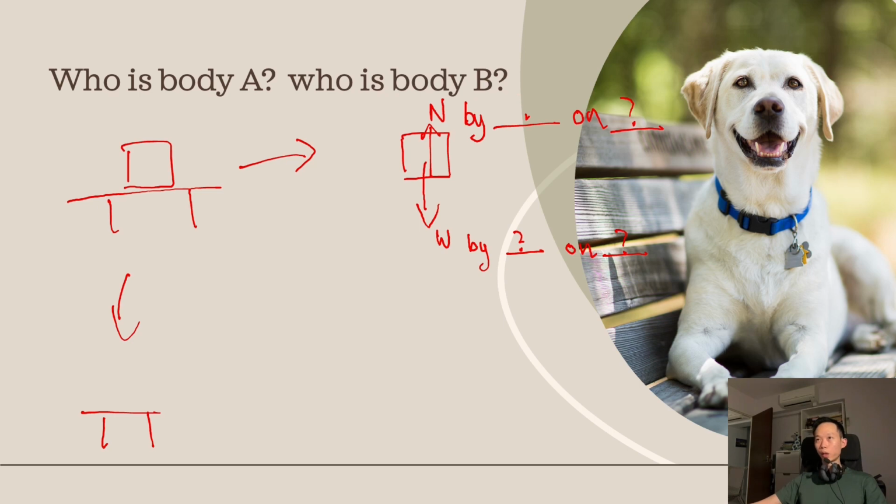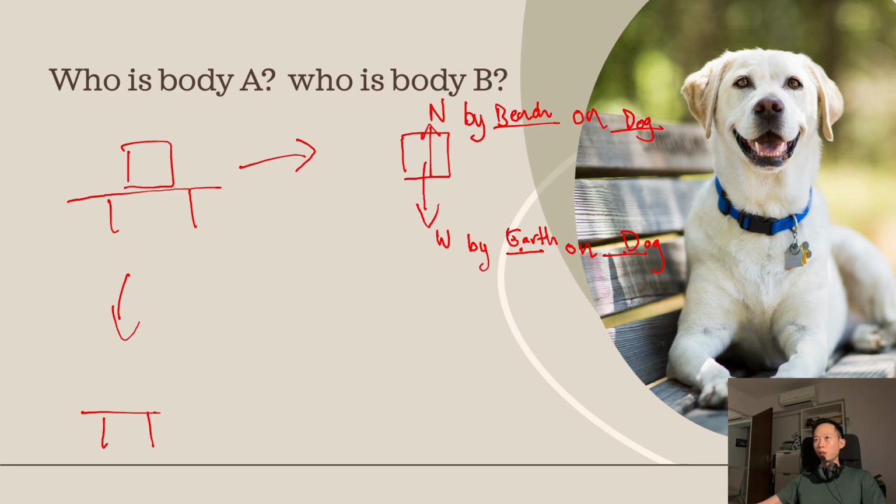So hopefully you are able to tell that the normal contact force is an upwards pushing force exerted by the bench on our doggo over here. And similarly, for the weight, I hope you are able to tell that weight is just a word used to describe the gravitational force exerted by the earth on the dog. Okay, so this is a very important exercise to go through, because from here you can identify who is body A, who is body B, and in this case maybe there's even a body C involved.